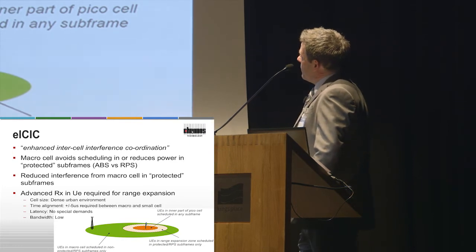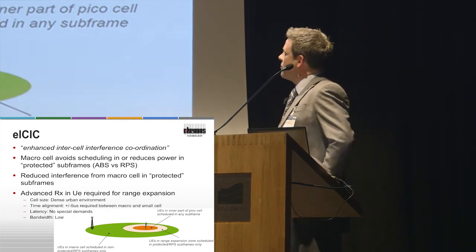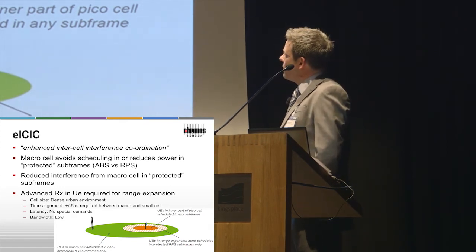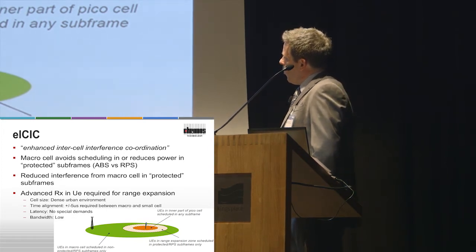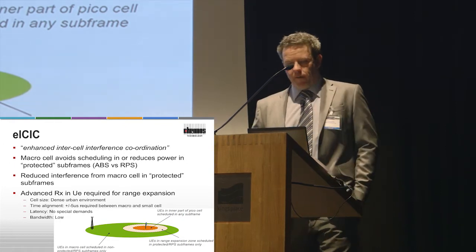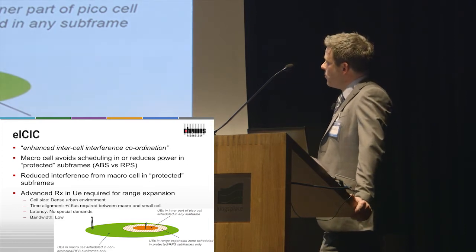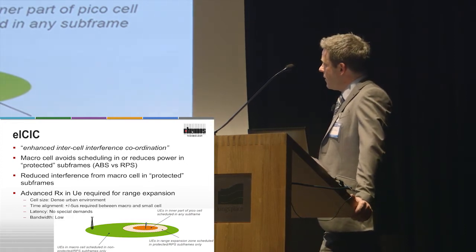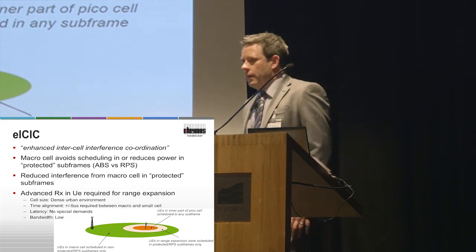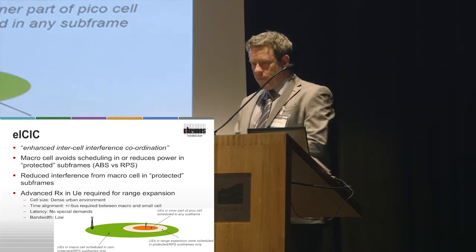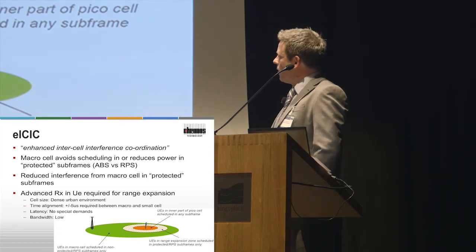So the macro cell avoids scheduling in, or reduces power in, these protected subframes. So we come up with this other acronym of these almost blank subframes. And the requirement here, these figures are taken from an Ericsson presentation. They're talking about plus or minus 5 microseconds alignment between the macro cell and the small cell. So you can see, to deploy these technologies, there is a very hard phase alignment requirement.